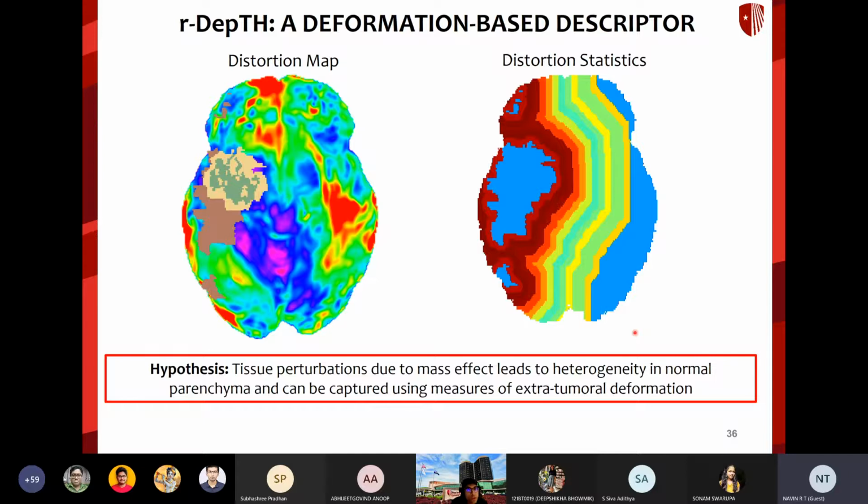So next, we hypothesized that tissue perturbations due to mass effect lead to heterogeneity in normal parenchyma and can be captured using measures of extratumoral deformation. Now, what this means is, because of the peritumoral edema, which is essentially the fluid which surrounds the tumor core, the fluid exerts pressure on the healthy parenchyma, and we hypothesized that the pressure exerted by this fluid results in deformation of the healthy parenchyma, which is different between patients who survive longer versus patients who survive shorter.